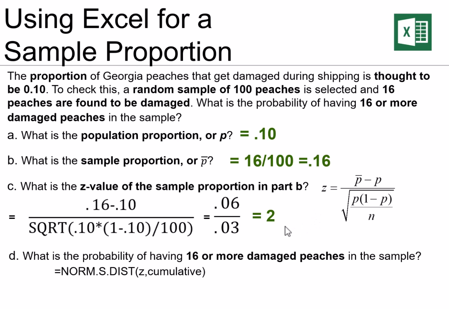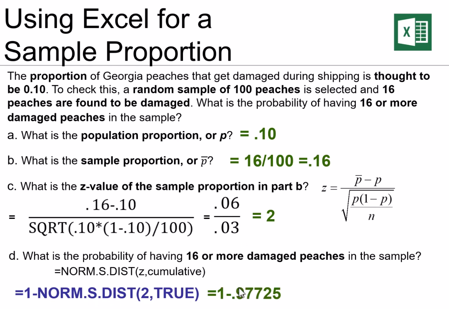So now all we need to do is plug into the NORM.S.DIST function. So what is the probability of having 16 or more damaged peaches in the sample? So we are looking for 16 or more, so we know we need to use the complement rule. So it's going to be 1 minus NORM.S.DIST, the z value of 2, and true for cumulative. And so that's going to be 1 minus 0.97725, and that gives us 0.0228.